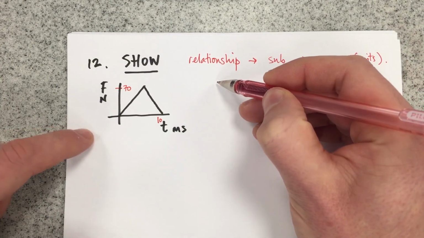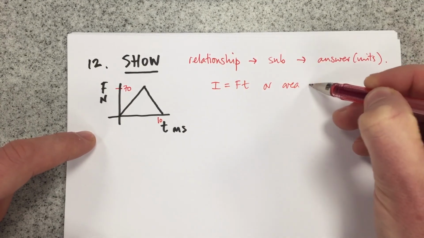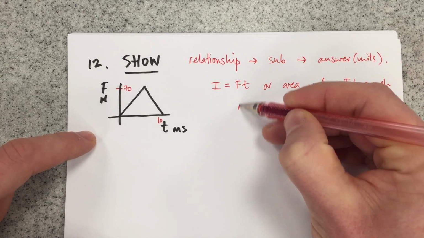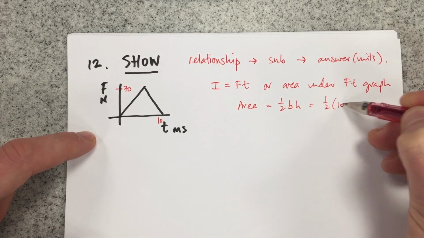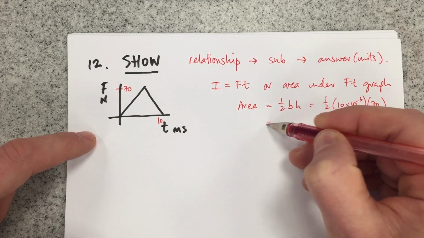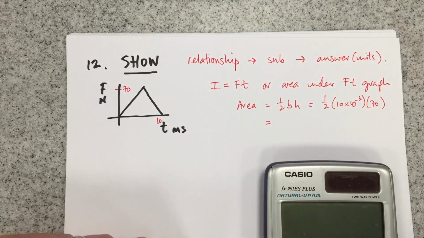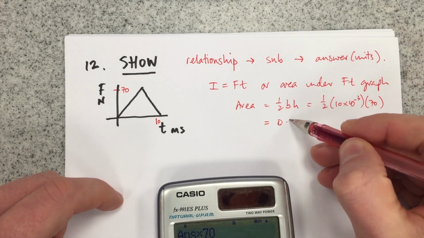So impulse is equal to Ft, or area under graph, so the area is equal to a half base times height, which is equal to a half of 10 milliseconds multiplied by height. So the area is equal to, just check on your calculator, because you do want to get the answer that they give you. A little bit of a clue, and that gives you 0.35. Write it as they've asked you to write it.